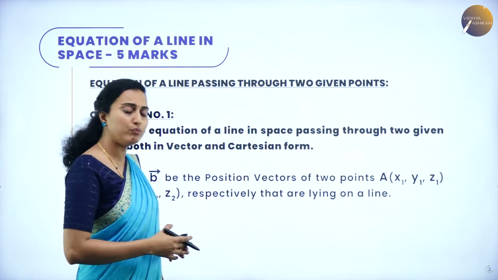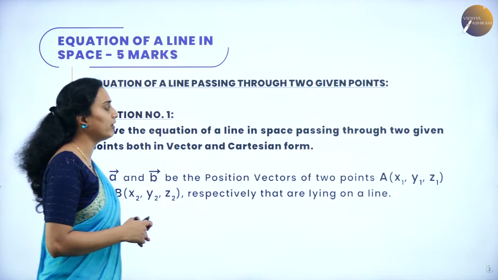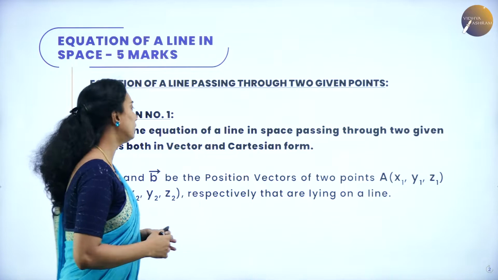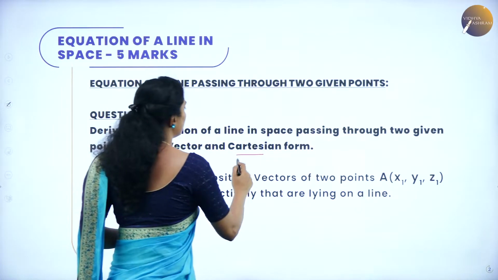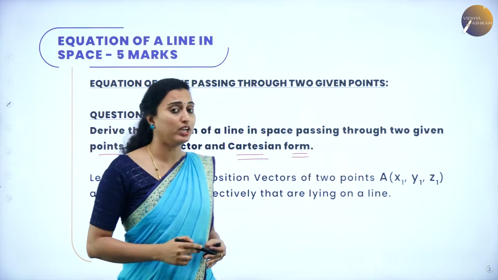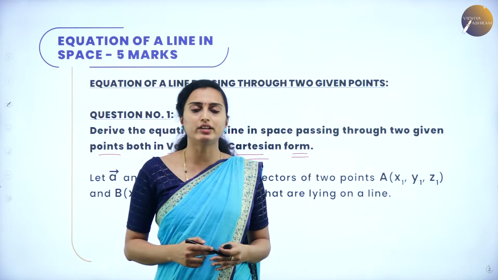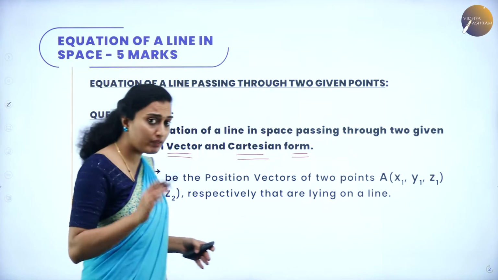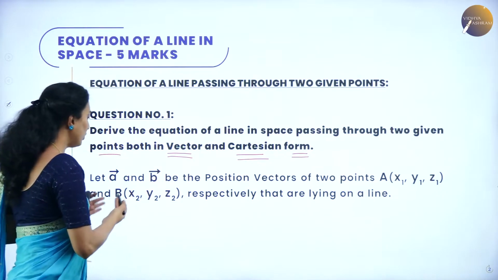So, here the explanation will go like this, dears. See, the question will be: derive the equation of a line in space passing through two given points, both in vector and Cartesian form. So, this is a very important derivation. The diagram is also very important, as I said already. And here, the question will be asked like this only in your examination. Now, the explanation will go like this.